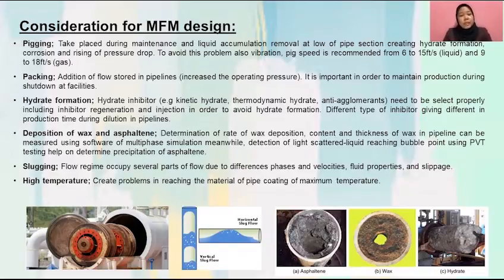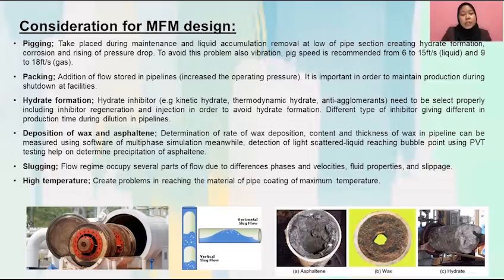And the second point is hydrate formation. There are three types of hydrate inhibitor that are usually used, which are kinetic, thermodynamic, and anti-agglomerant. Note that different types of inhibitors give different production times during dilution in pipelines. Okay, the third point is deposition of wax and asphaltene. There are a few techniques to reduce this deposition, such as shear reduction, minimizing pressure drops, mixing asphaltic crude with lean feedstock, and continuous chemical injection such as deasphalted oil or aromatic solvent.